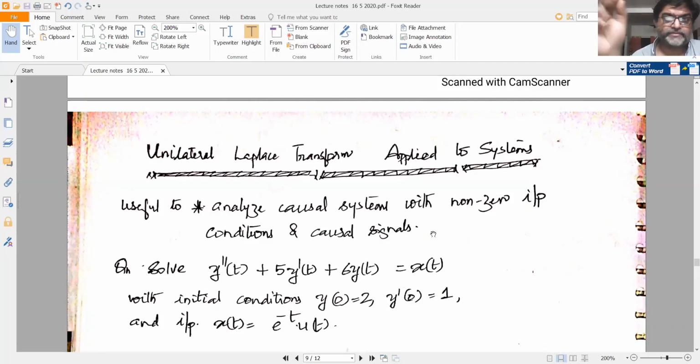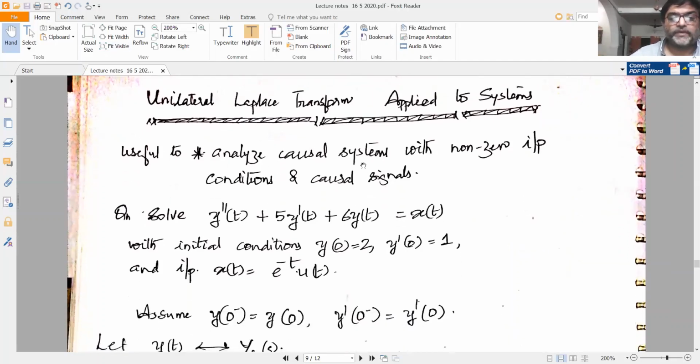The unilateral Laplace transforms specifically deal with causal linear time invariant systems which accept causal inputs. The linear time invariant systems may or may not have zero initial conditions, which means that you can have non-zero initial conditions, which we had not accounted for in the bilateral Laplace transforms. So the unilateral Laplace transforms are useful to analyze causal systems with non-zero initial conditions and causal signals.